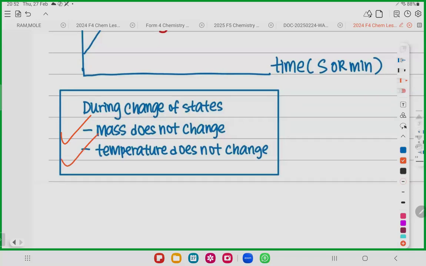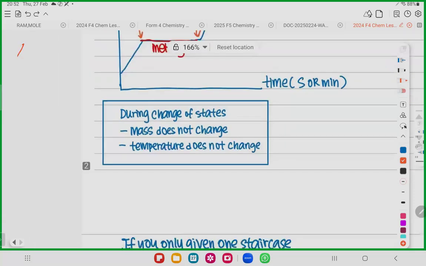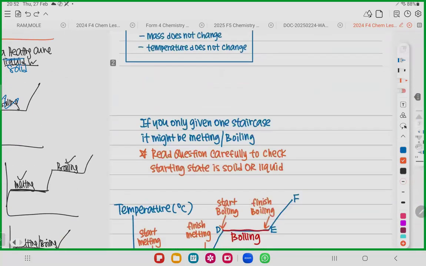Number two, temperature doesn't change. When you do melting, boiling, condensation, or freezing, the temperature will stop changing. The temperature is constant. So make sure everyone knows this. Hope everyone knows how to sketch your heating curve.